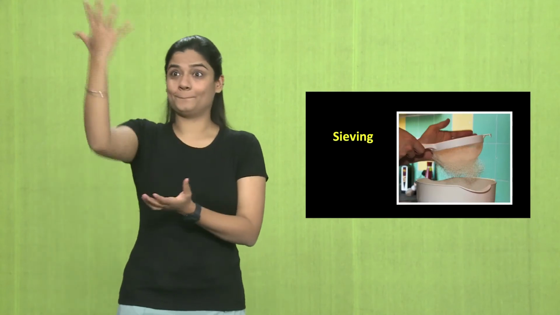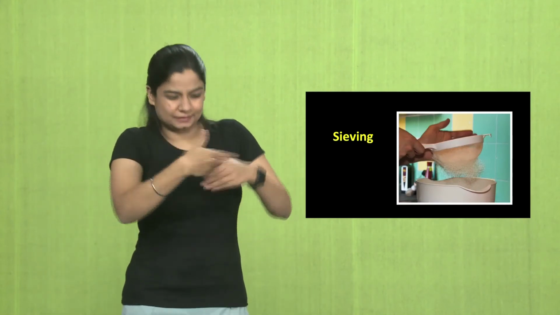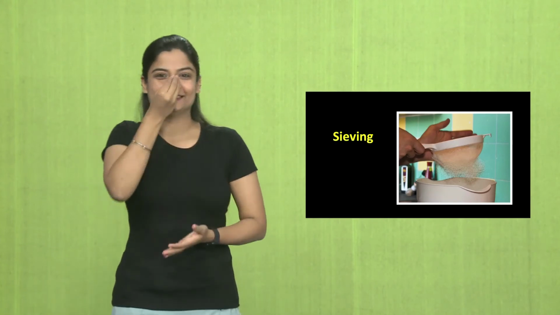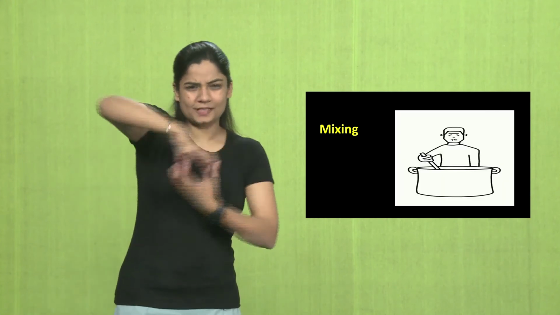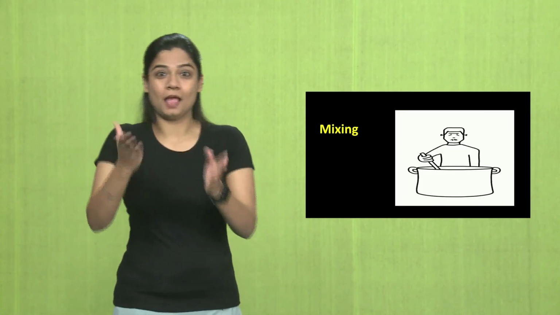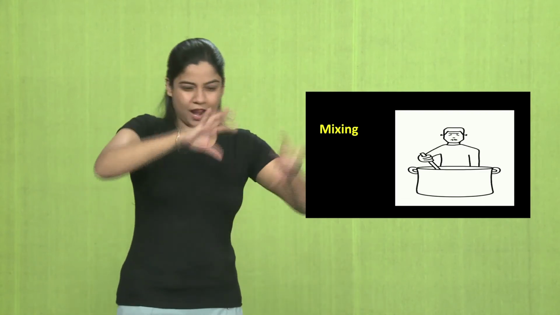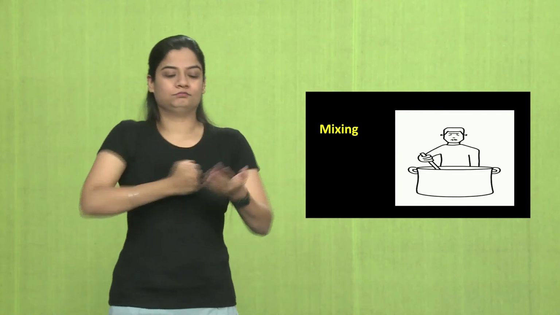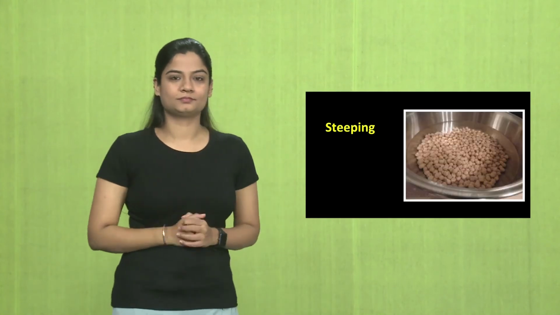When we buy flour from the market, we have to sieve it. Sieving separates the larger pieces from the smaller ones. All the insects or the inedible parts need to be removed through sieving. Mixing. Mixing is putting different foods together and in different consistencies and mixing them before we cook them. For example, to make a cake, we have to prepare a batter by mixing it.